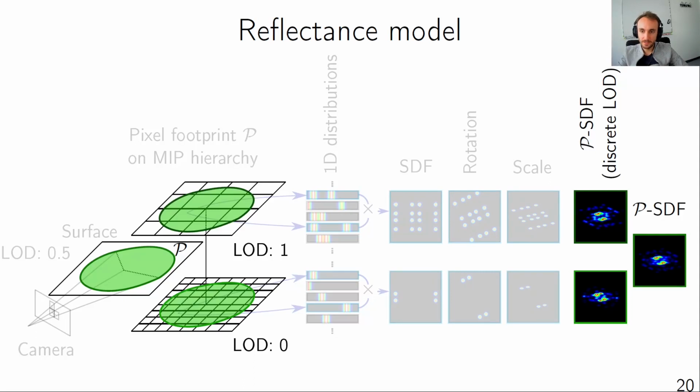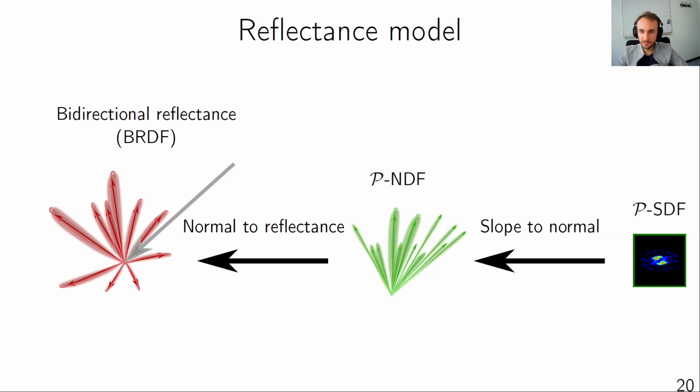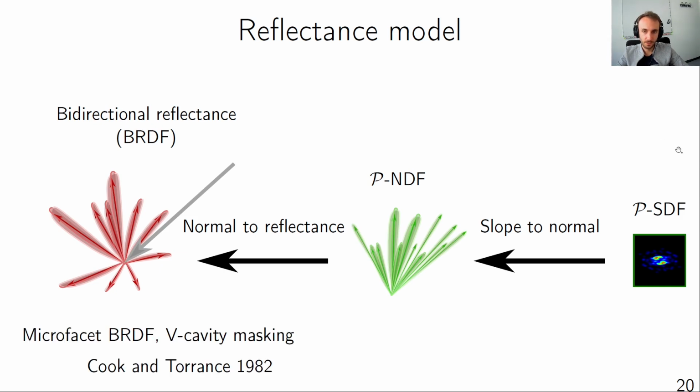After averaging cell-dependent SDFs and interpolating the two p-SDFs at adjacent discrete LODs, we end up with a p-SDF. The p-SDF is converted to p-NDF using the slope-to-normal transformation. Then the distribution of normals is converted to a bidirectional reflectance, that is, to BRDF. We use a microfacet BRDF with V-cavity masking, so we fit into the Cook and Torrance model.